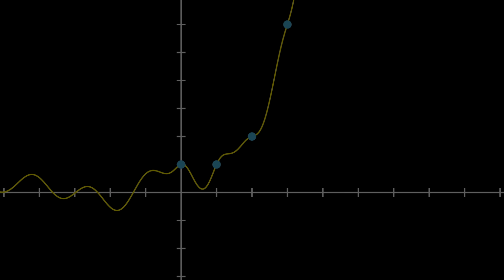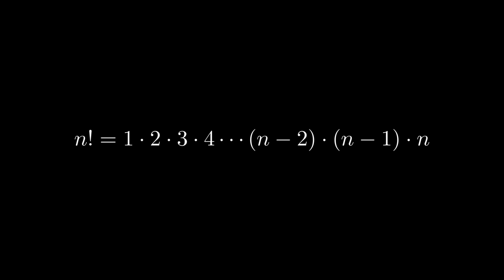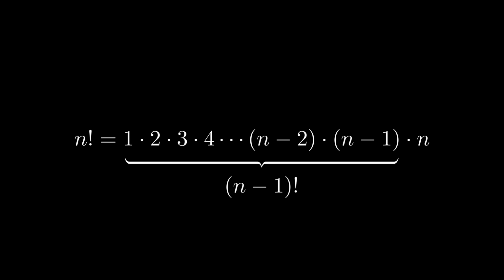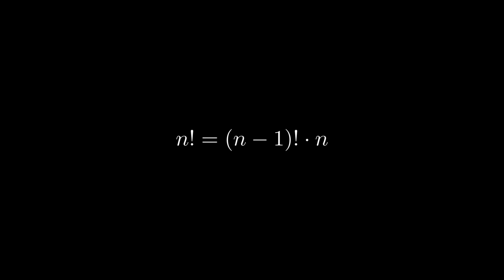So here's the first step. Remember that n factorial is equal to 1 times 2 times 3 all the way up to n. But take a look at all of these terms except for the last. This is just n minus 1 factorial. So we can substitute n minus 1 factorial in, and we're left with a neat little recursive formula. Given that we already know the factorial of one number, this formula can give us the next, or previous, factorial.